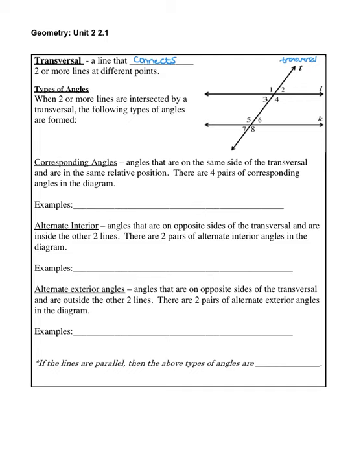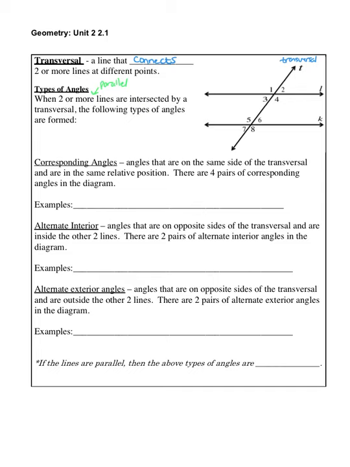When two or more lines are intersected by a transversal, the following types of angles are formed. And we really should say when two or more parallel lines. The types of angles do not apply if the lines are not parallel, because then they're going to be forming all kinds of different angles.